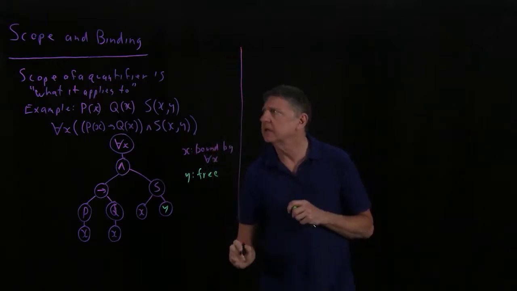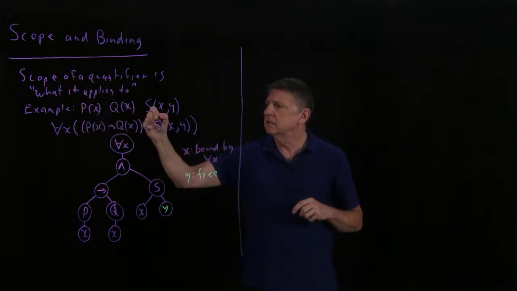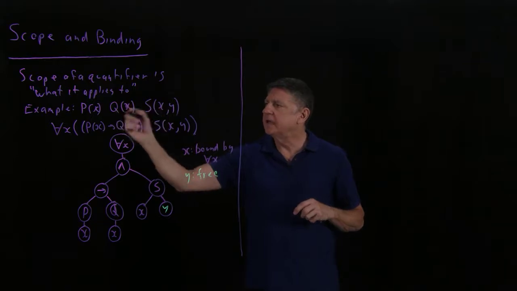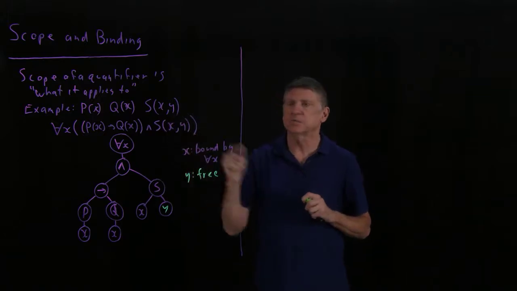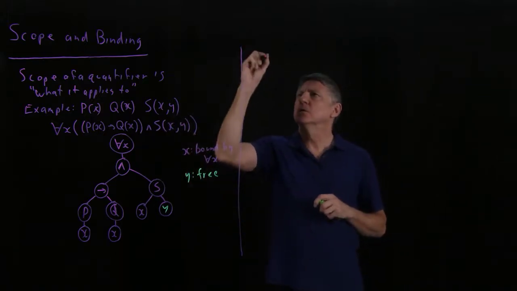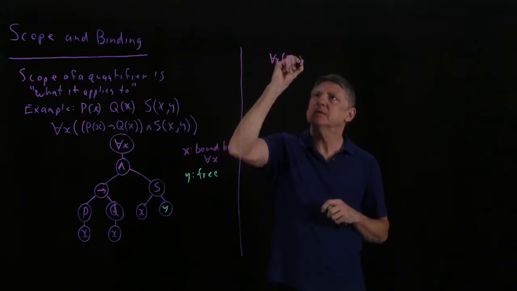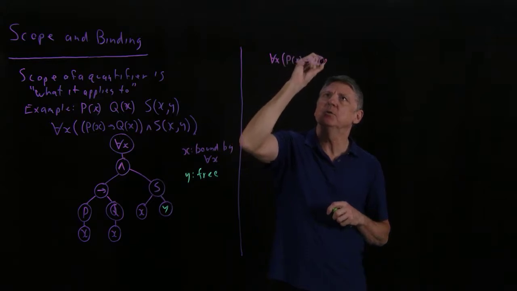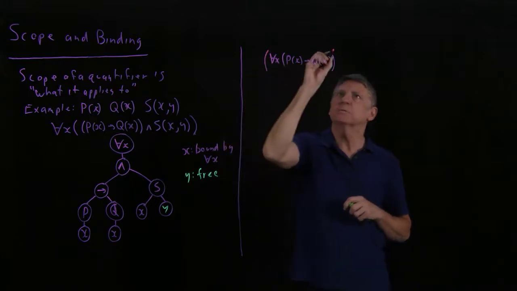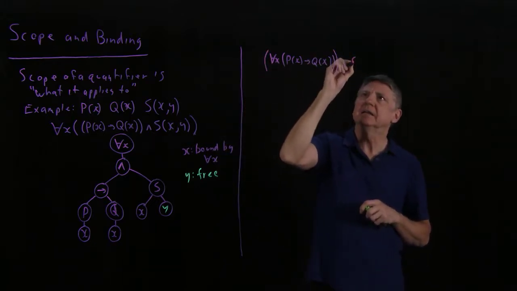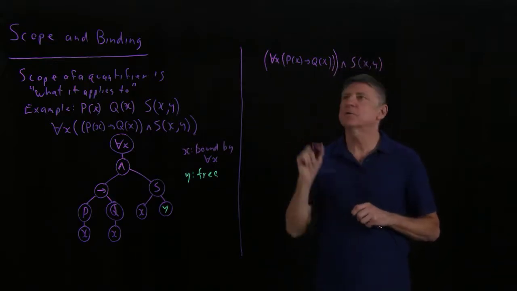Let's look at a second example. Now let's take this conjunction and make the left conjunct this quantified part and the right conjunct just this formula. So let's look at for all x, if x is P, then x is Q. Now let's take that, put some big parentheses around it, and add S of x, y. Now let's write the parse tree for that.